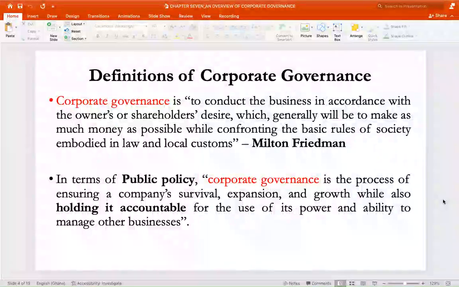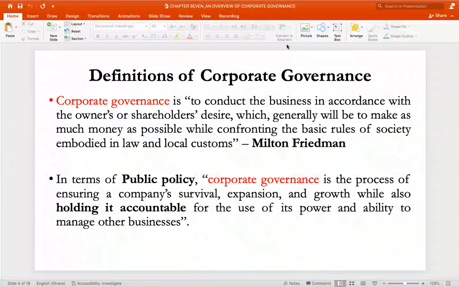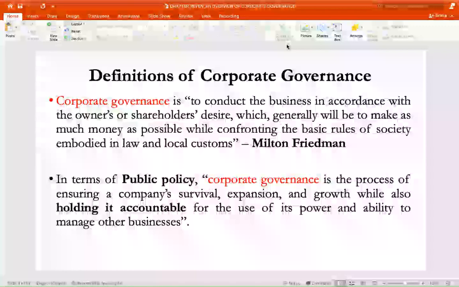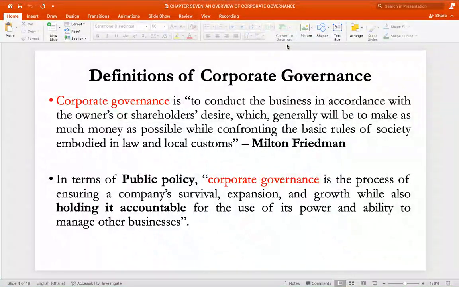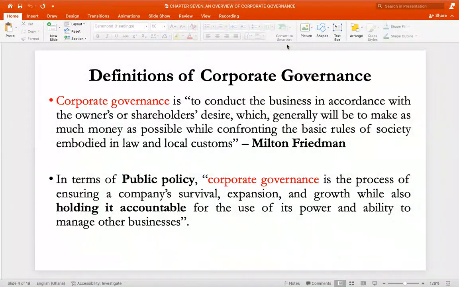All right. There are several definitions of corporate governance, but let's take these two popular ones because they hold divergent opinions. That is very important for us to understand. So the first one is by Milton Friedman. He says corporate governance is to conduct the business in accordance with the owners' or shareholders' desire, who generally will be to make as much money as possible while conforming to the basic rules of society embodied in law and local customs.